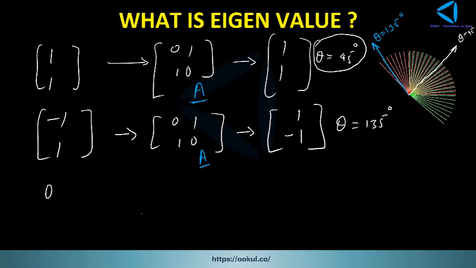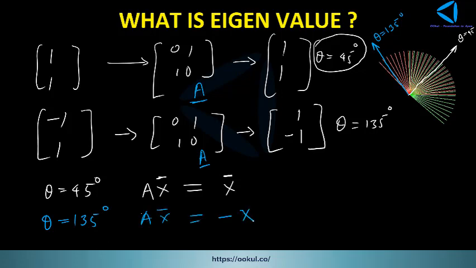So if you take the first one, theta is equal to 45 degrees. You had the output vector Ax and the input vector x, and both are equal, right? If you take case 2, the green one, theta is equal to 135 degrees. You had Ax equal to minus x, right? It was in the opposite direction.